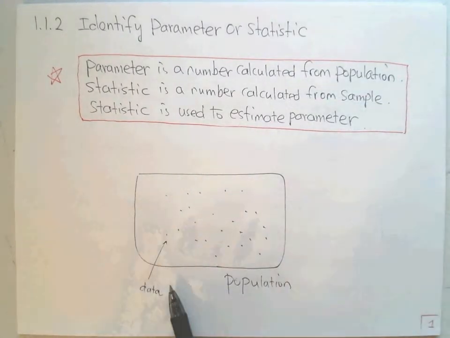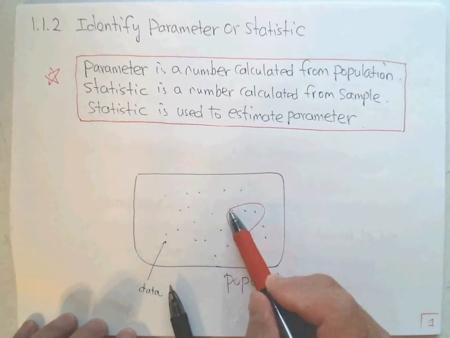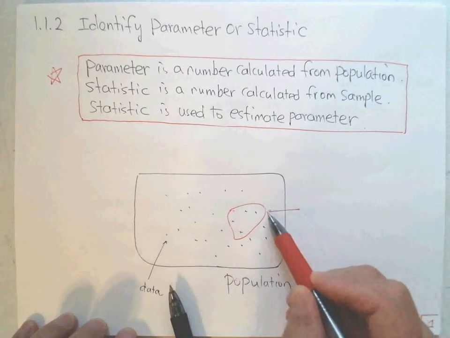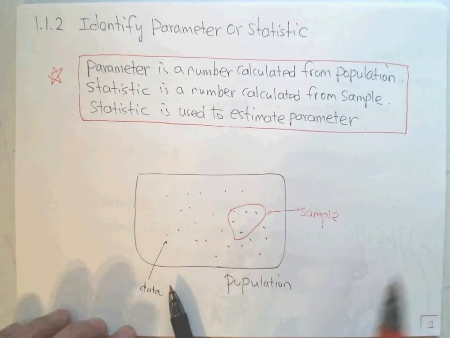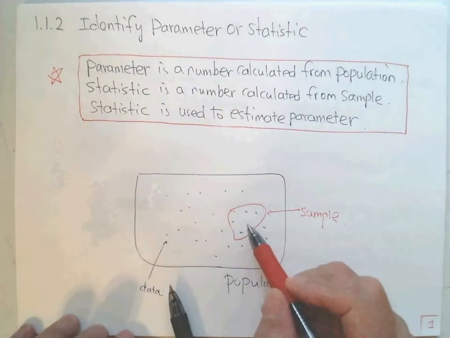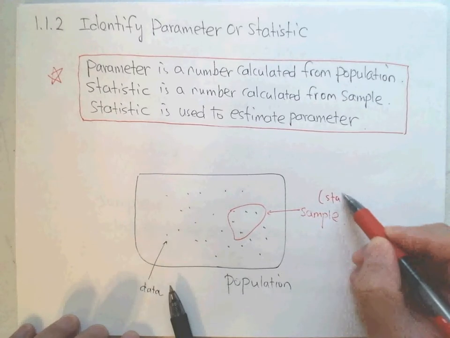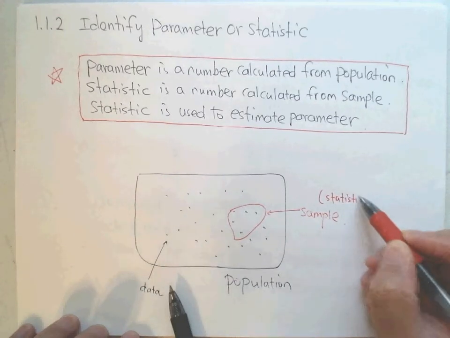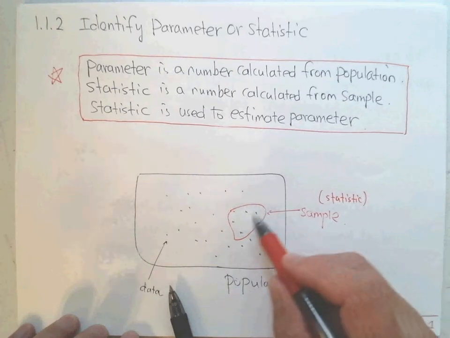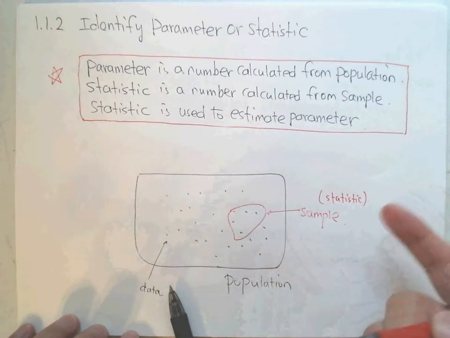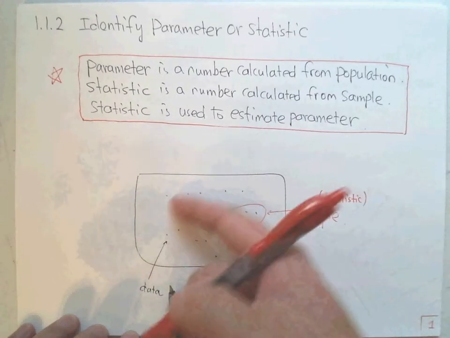So what do we do? We draw this, which we call a sample. And from the sample, what do we get? We get, for example, the average of this sample. So this is the average from the sample. We can use the average of the sample to estimate the average of the population.